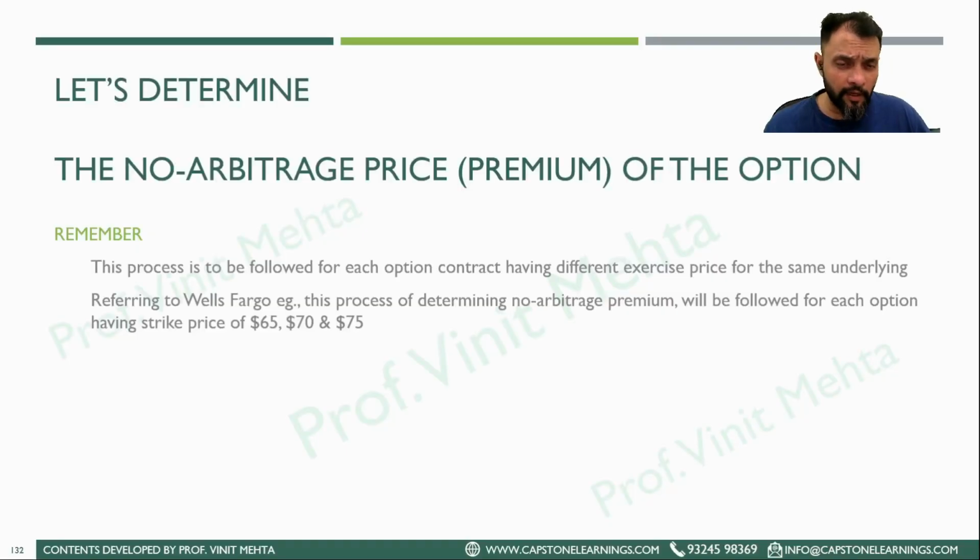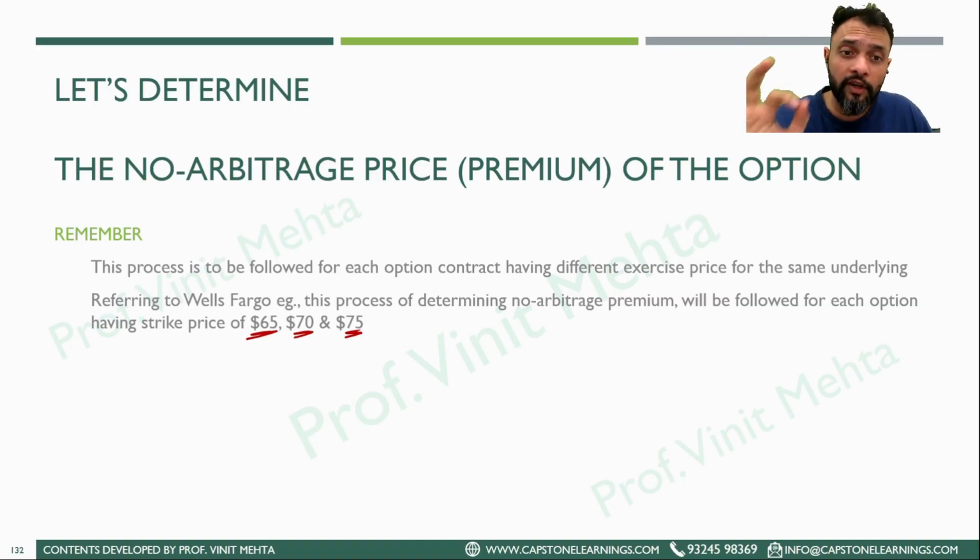So now that I have explained what option premium consists of, intrinsic value and time value, we focus our discussion on calculating the no arbitrage premium. Please take a note of this. I made you realize that there are thousands of option contracts for a particular underlying floating in the market with different exercise prices, 65, 70, 75, 80, 85, 30, 40, whatever it is.